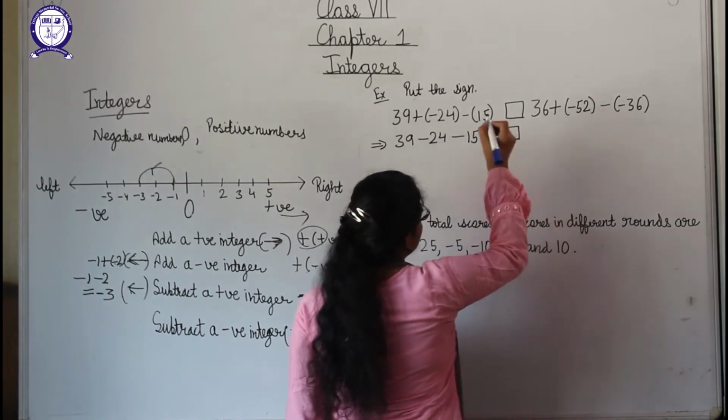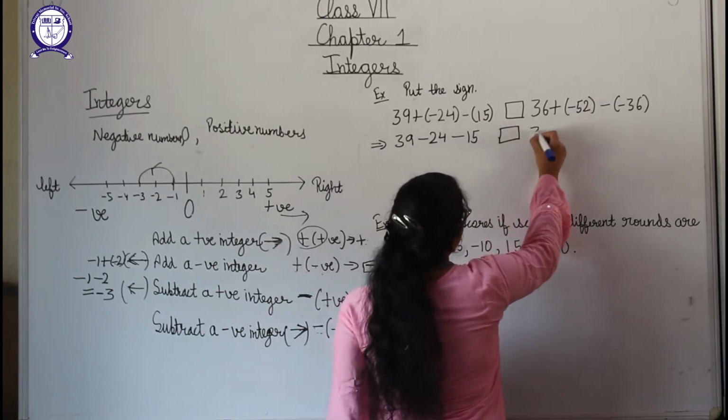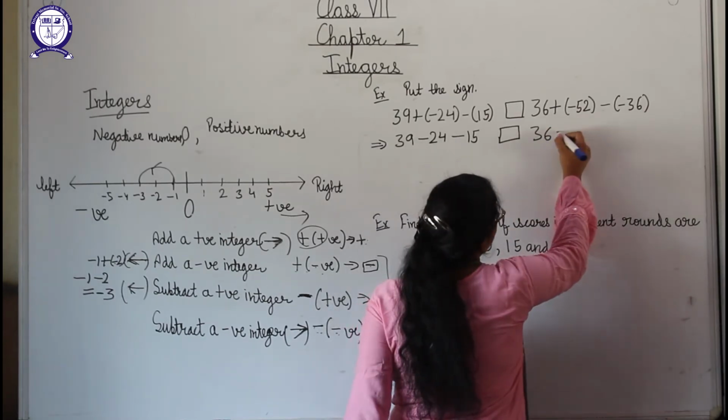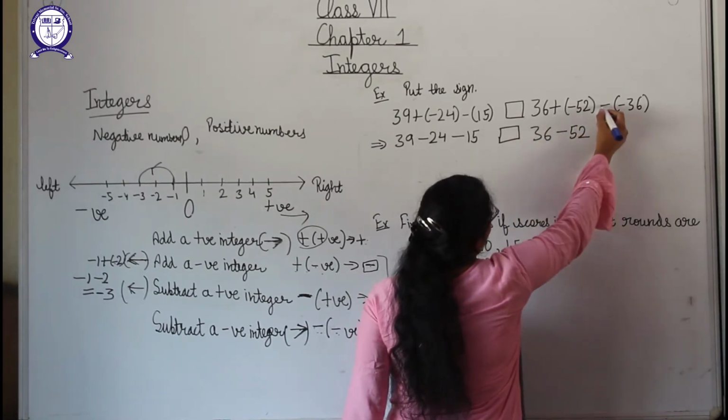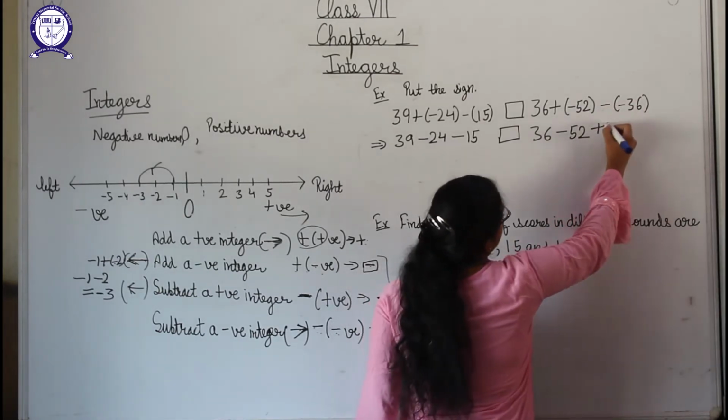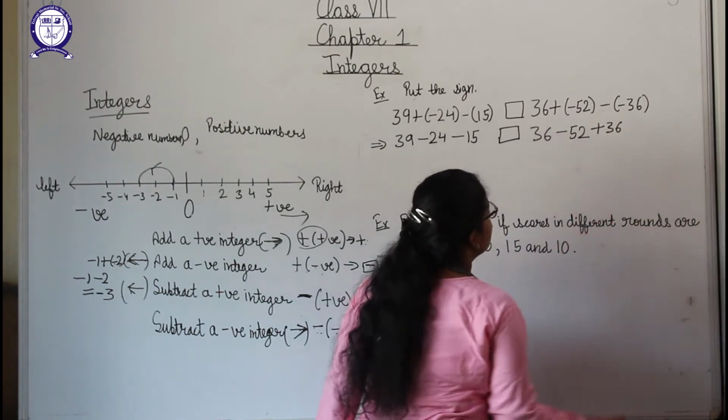Then we have to put the sign between them. Here 36 is given. Now again plus minus will be minus, so here it will be -52. Here minus and minus will be positive, and 36 is our integer, so it will be positive 36.